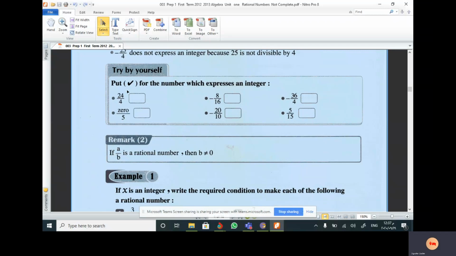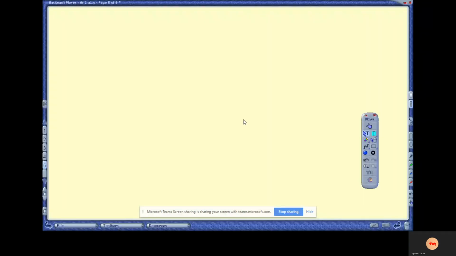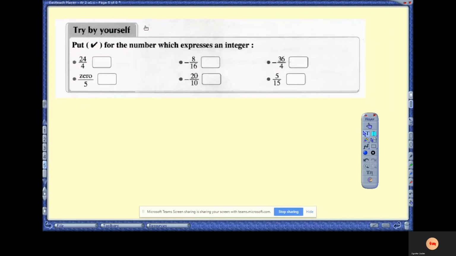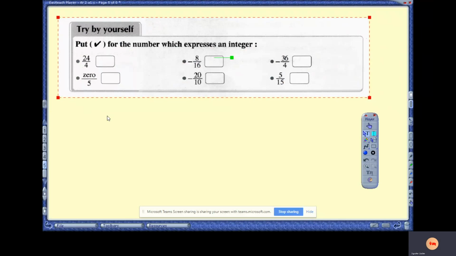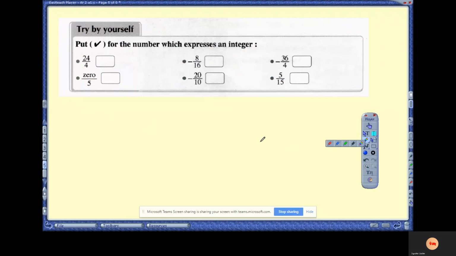Try by yourself and I'll help you to answer it. Put a tick for each number that expresses an integer.